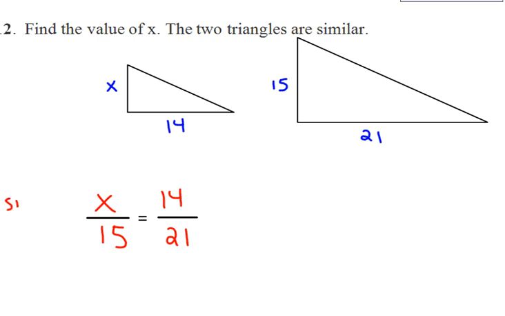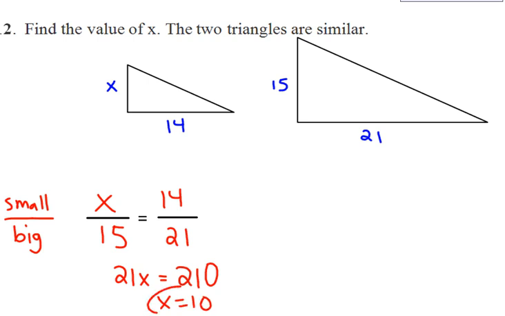You notice that I set it up small triangle to big triangle. When I cross multiply and divide, you will see that we get 210. Divide both sides by 21, and you get x equals 10.